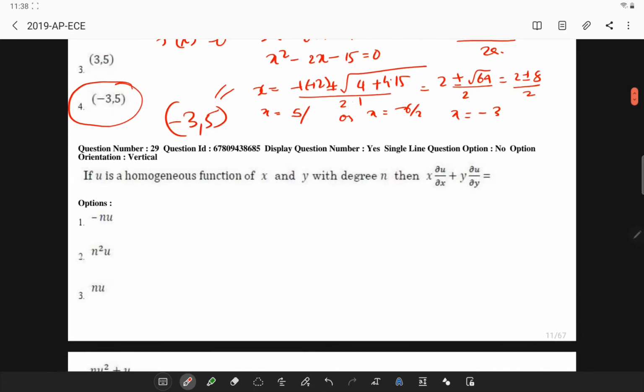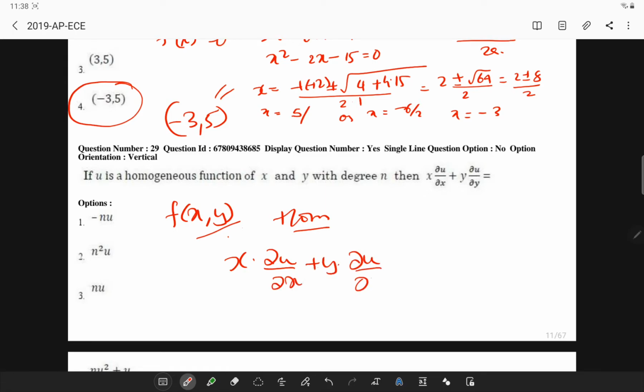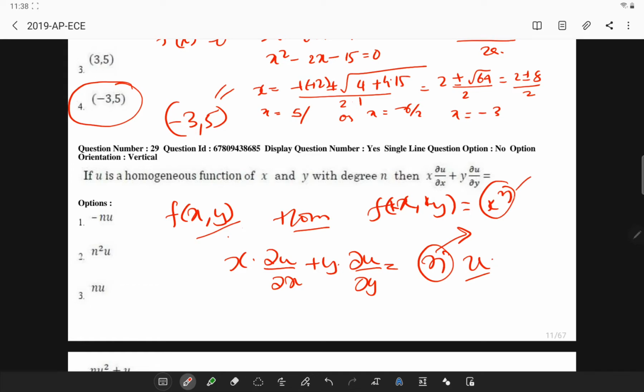So as per Euler's theorem, if I see any function f of x comma y, it is said to be homogeneous if it satisfies the equation x into dou u by dou x plus y into dou u by dou y is simply n into u. Here this n is calculated from the function f of kx comma ky, and you separate k outside the function f of xy. So n is the degree of function.